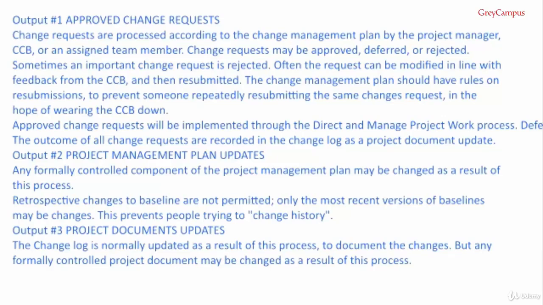Number 3, project documents updated. The change log is normally updated as a result of this process to document the changes, but any formally controlled project document may be changed as a result of the process. Obviously, changes to informal documents will not be logged because they may be changed without a change request. And that's the end of the Perform Integrated Change Control process.